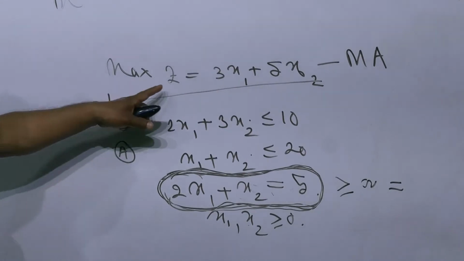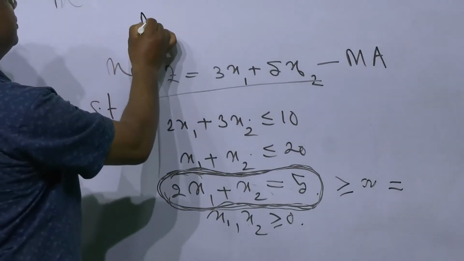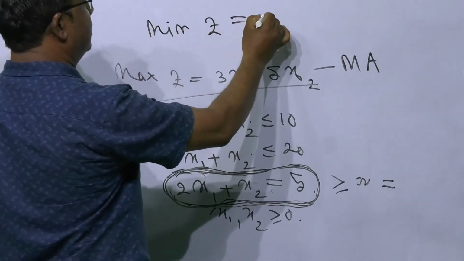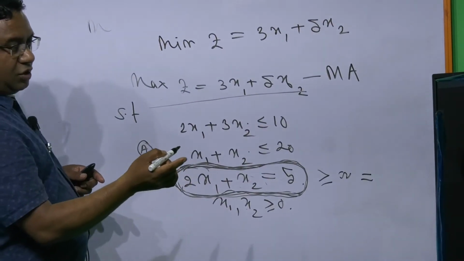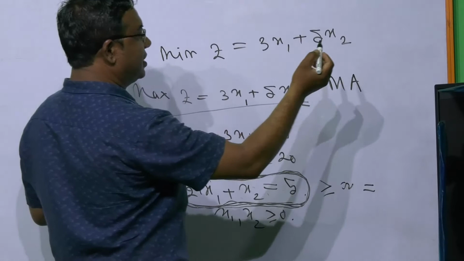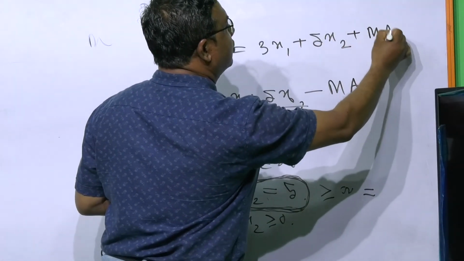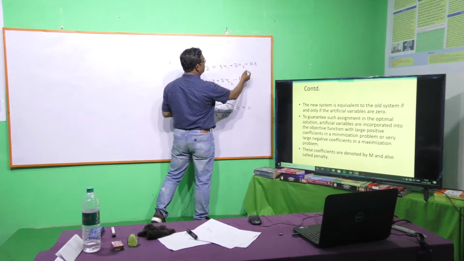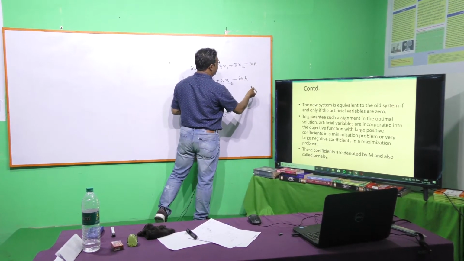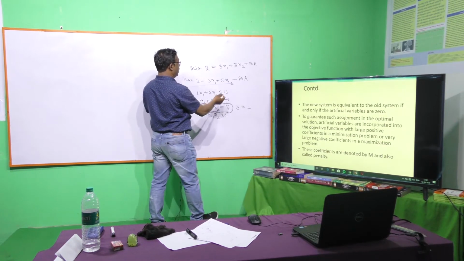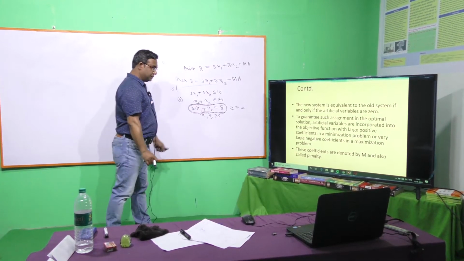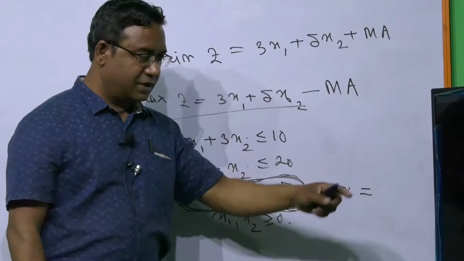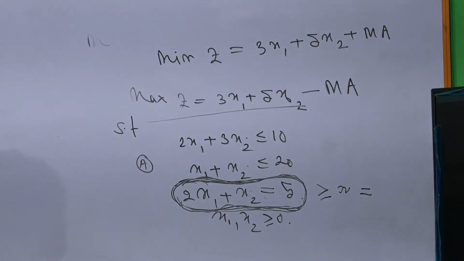Or if this is a minimization problem, suppose the problem is minimize z equal to 3x1 plus 5x2, then we have to incorporate the artificial variable into the objective function like this, plus M into a. Here a is the artificial variable and M represents the big number. In this way we have to incorporate the artificial variable in the objective function. So these coefficients are denoted by capital M, and this M is called the penalty.